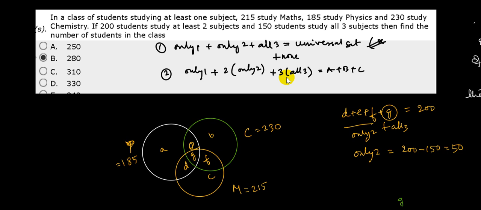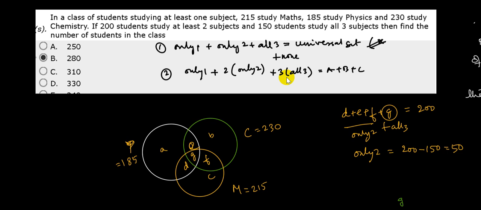So here you'll be dealing with only two equations, and you have three unknowns. So one of them will be given. Either you will be told about only one or only two, or you might be told about at least one or at least two.